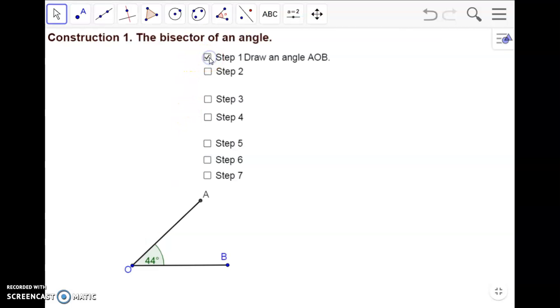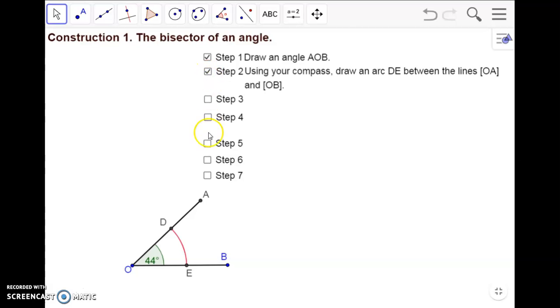Okay, so step one, we draw our angle. Here we have 44 degrees. We label our angle as we always do, A, O, B, whatever letters you want. So step two, using our compass, starting from the vertex, we draw an arc DE. We draw an arc across both arms, starting from our vertex O.